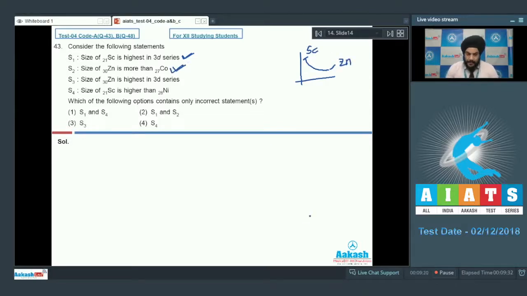If you look at the third statement, size of zinc (30) is highest in the 3d series. This statement is incorrect, students. In the 3d series, the highest size belongs to scandium and not zinc.